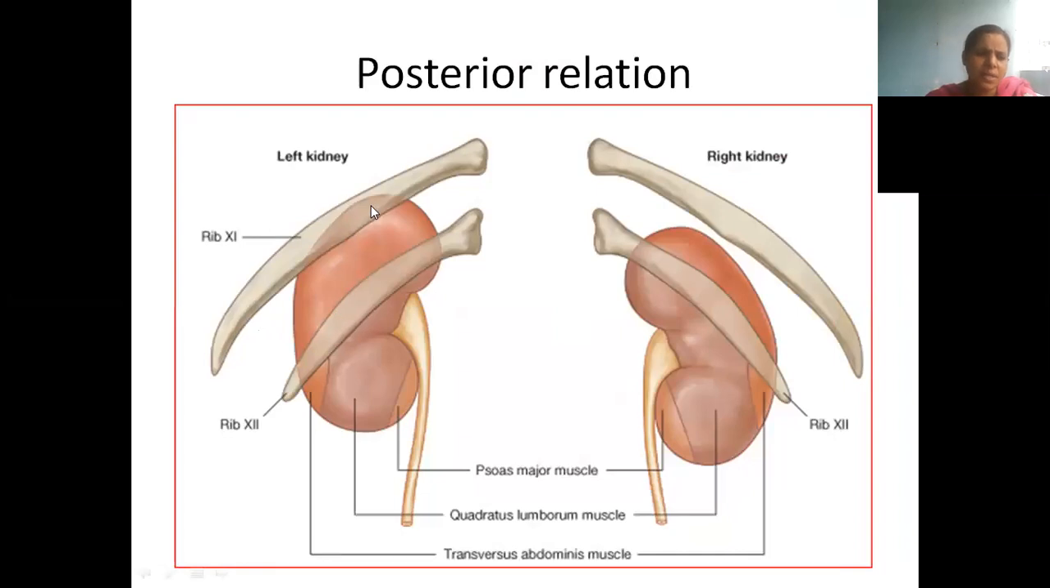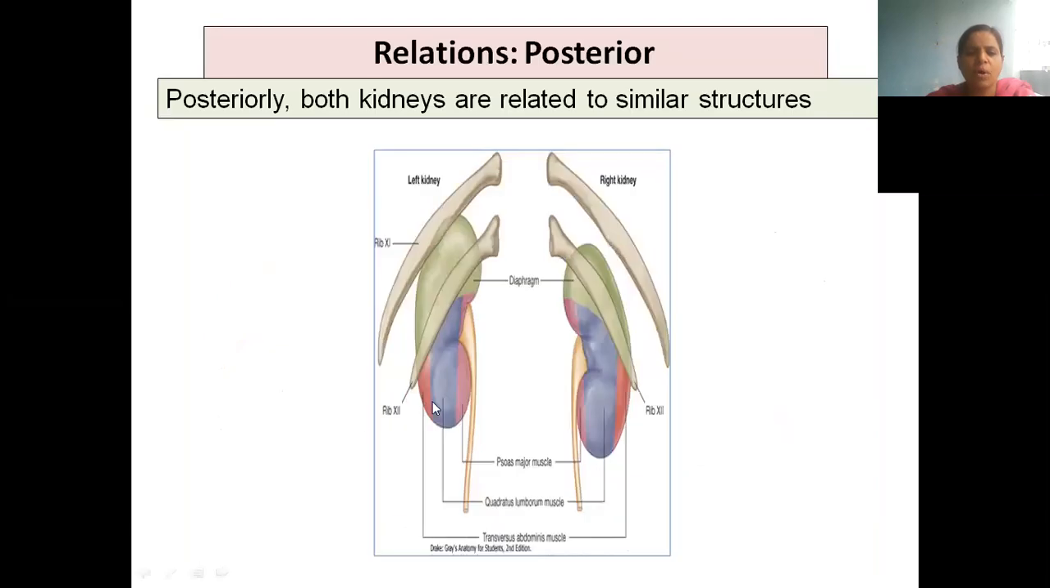See, the left kidney is related to the 11th and 12th rib. Here also you are finding the 11th rib is not directly in contact. The right kidney is basically much in contact with the 12th rib, because I said the right kidney is a little lower, because on the right side we have the liver. Now on the posterior aspect, both sides have the same muscles. You remember this PQT code, PQT. So psoas major, then quadratus lumborum, and then transversus abdominis are the muscles we see on the posterior aspect.